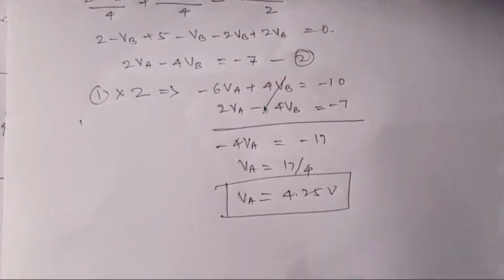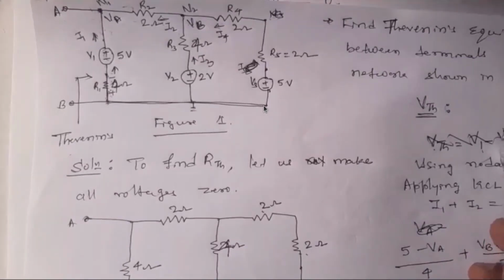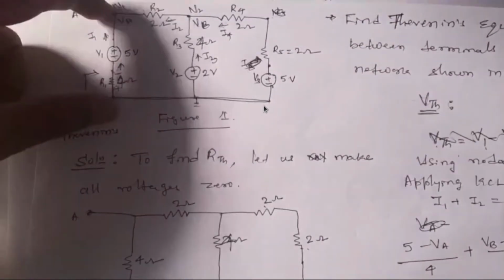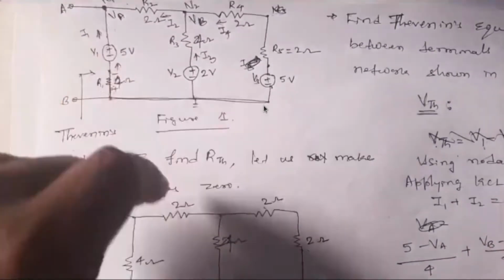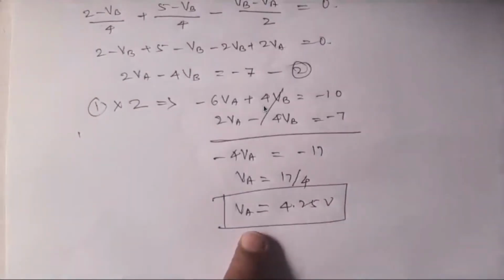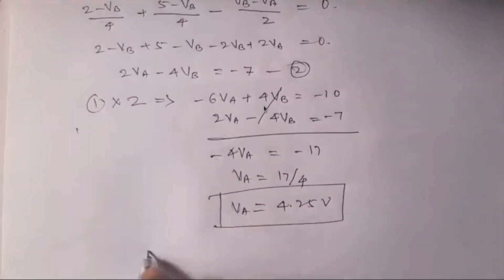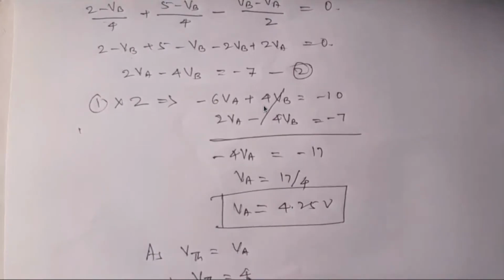One more thing I was writing, dear students: VTH is V1 minus VR1. So that's what VTH is, VA itself. V1 is 5 volts, so the voltage drop across this will be deducted from that, which is less than 5 volts. Here you can see VA is 4.25, and as VTH is equal to VA, therefore VTH is equal to 4.25 volts.